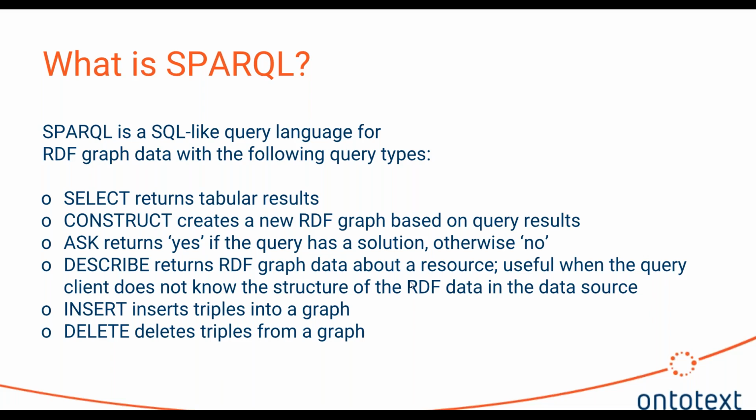Describe gives you graph data about the resource, useful when you don't know what exactly you're looking at. For example, you've just opened up a new database which somebody else has been developing, and you want to explore some basic things about it. Those four in GraphDB are sent towards the SPARQL endpoint, which is the /repository name.